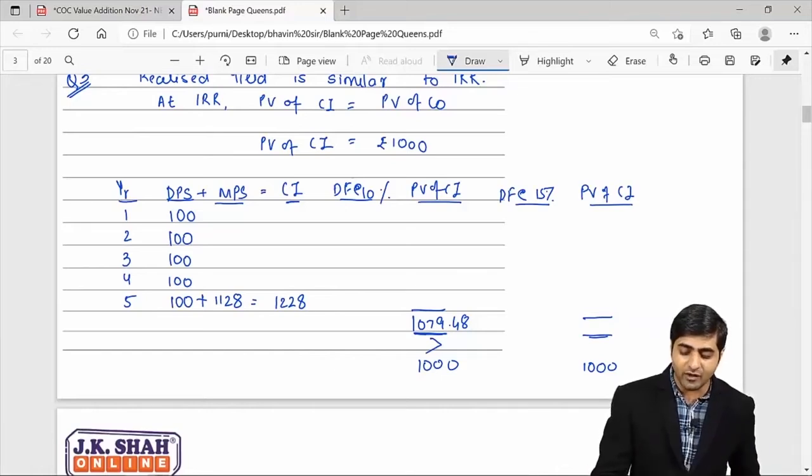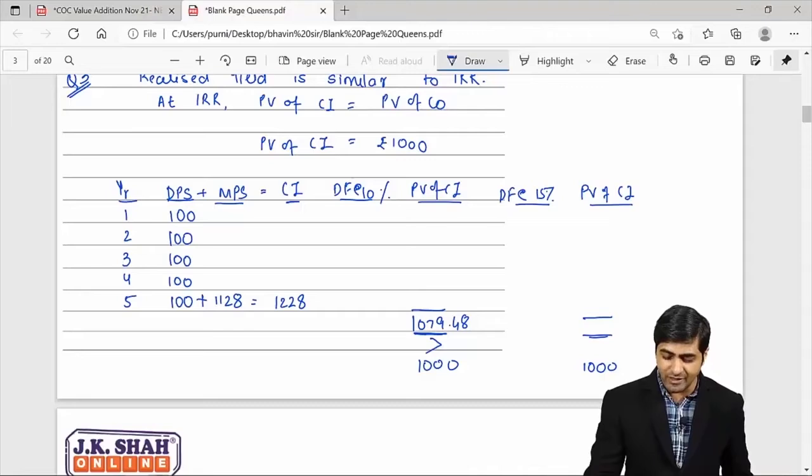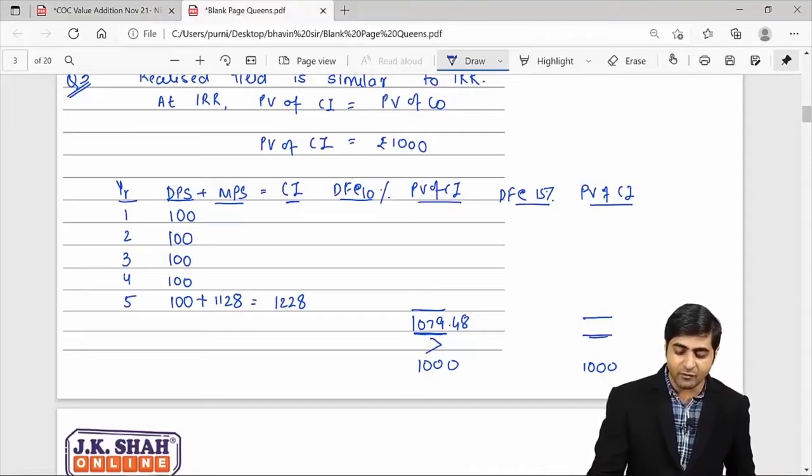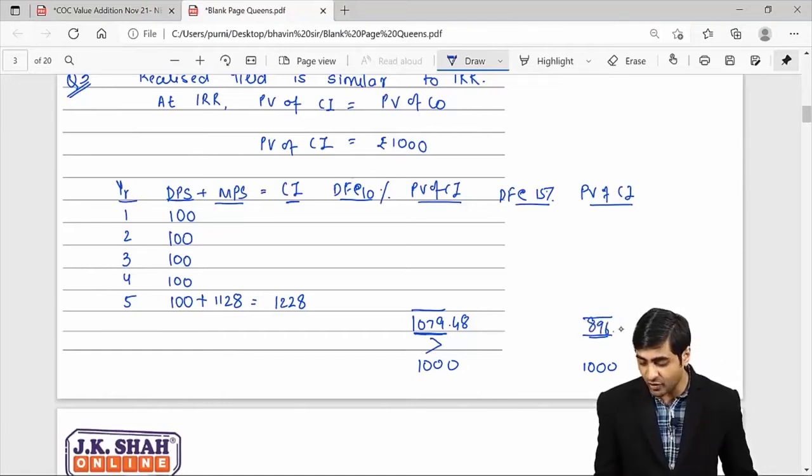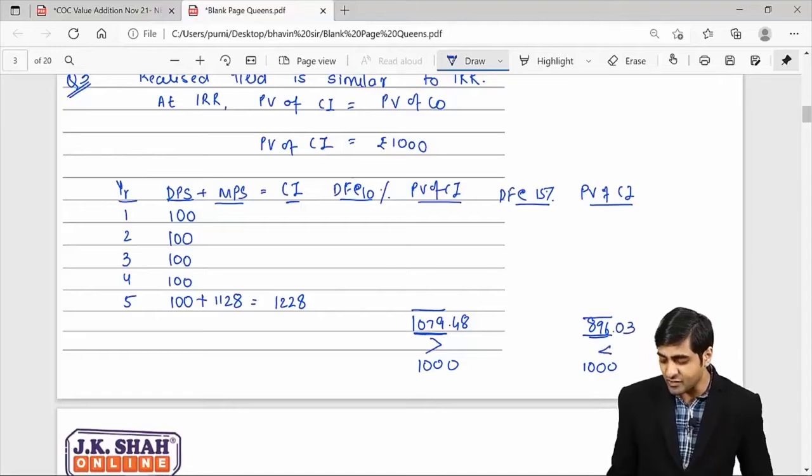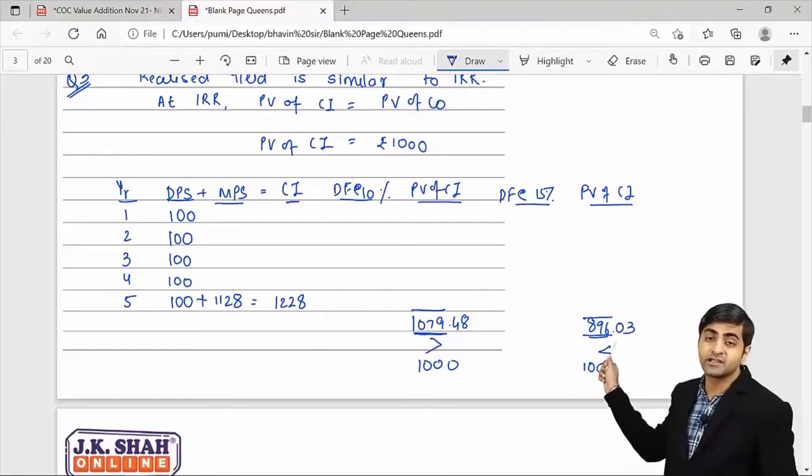So 1 divided by 1.15, you need to multiply this by 100. 1 divided by 1.15, 2 times discounting factor, you have to multiply that by 100. 3 times discounting factor, you need to multiply that by 100. 4 times discounting factor, you need to multiply it by 100. 5 times you have to multiply that by 1228. The total of this will be rupees 896.03.